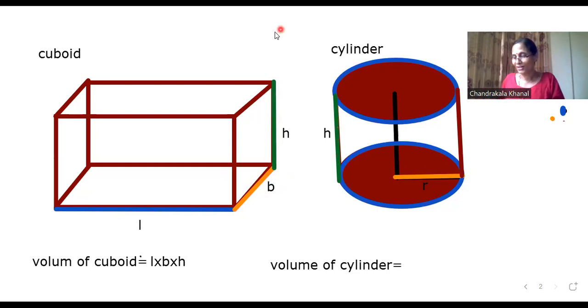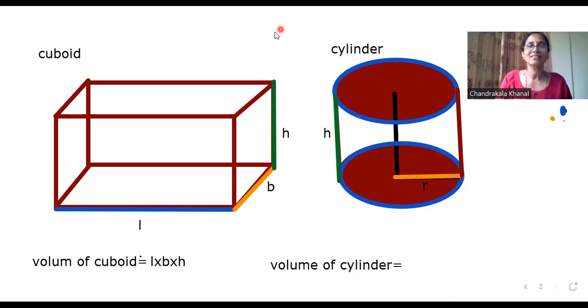And you all know when the object changes from one form to another form, volume remains unchanged. So when this cuboid changes to the form of cylinder, volume of cuboid is the same as the volume of cylinder. Means now we can find the volume of cylinder. How? By finding the volume of cuboid, and with the help of this, we can find the volume of cylinder.